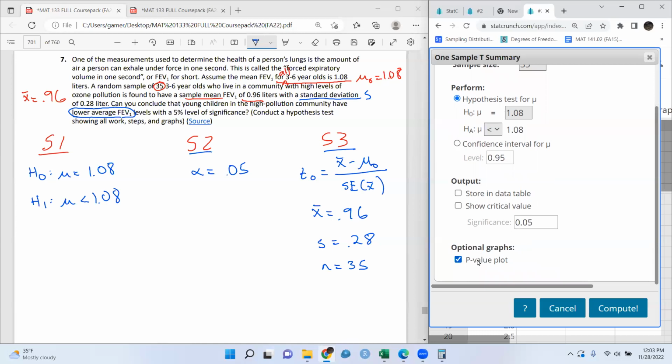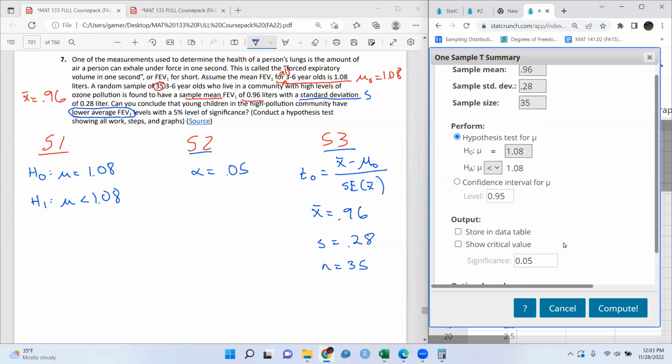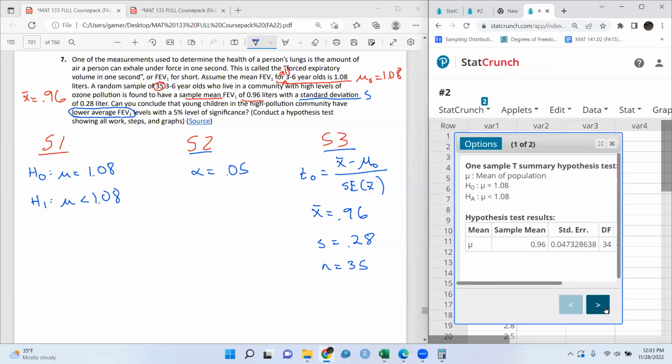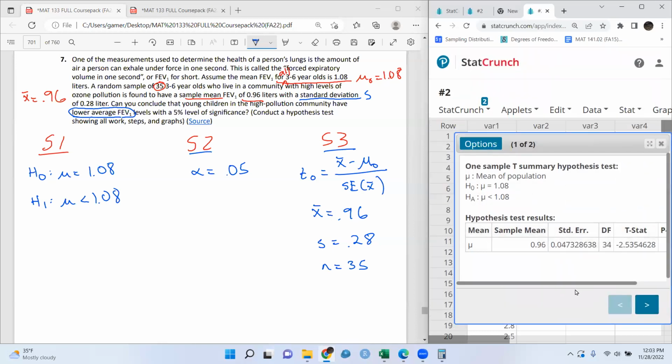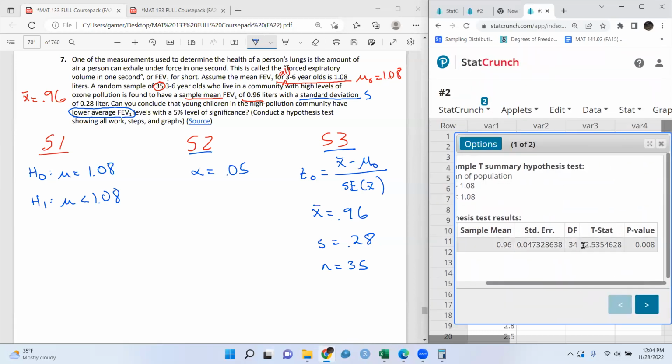I can click this to include the p-value plot if I want. Again, that doesn't really matter. And here's our stuff: a T-stat and a p-value. So let me give you 5 minutes and you all see if you can get steps 4 through 6, unless you're all done.